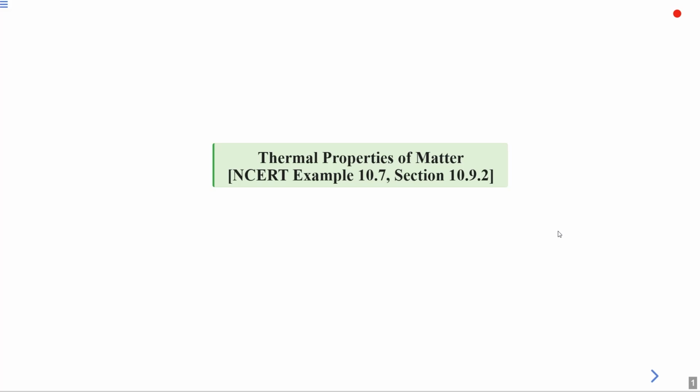Hello students, in today's lecture we are going to learn about thermal properties of matter. NCERT example 10.7 and section 10.9.2.